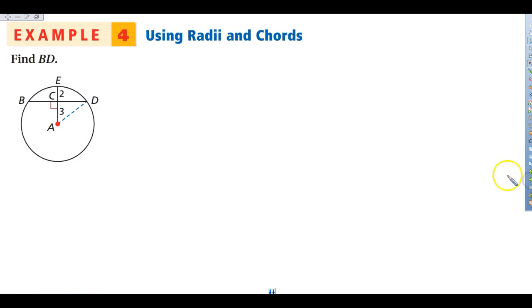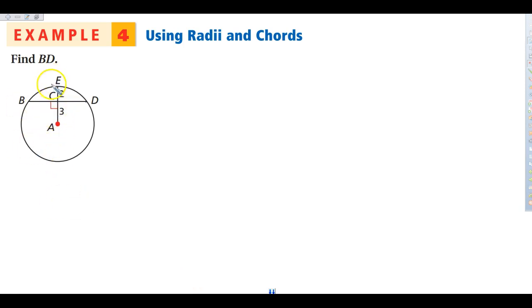All right, so let's take a look at our next example. Now, I want to find the length of segment BD. So the first thing that's important to notice here is most of the time, you're not going to see this little blue dotted line. You don't have to erase it or anything on yours because we're going to bring it back in a minute. But I want to show you this problem without it at first. All right, so let's take a look.